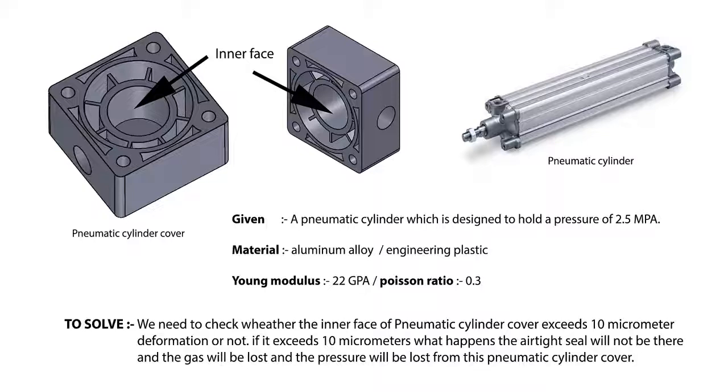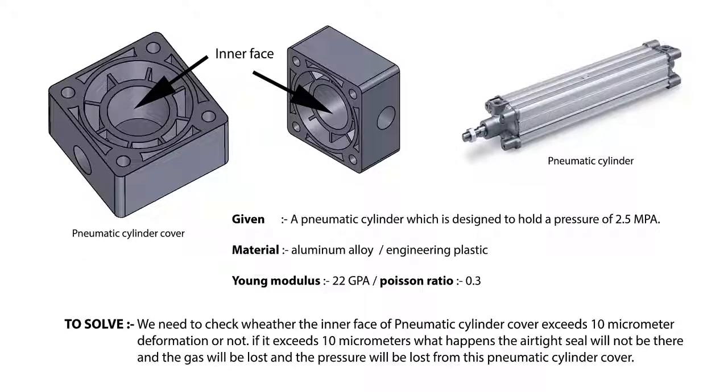In this problem, we are going to perform analysis on a pneumatic cylinder cover. The cylinder is designed to hold a pressure of 2.5 megapascal and is generally made from aluminum alloy with engineering plastic, which has a Young's modulus of 22 GPa and a Poisson's ratio of 0.3. What is the most concerning thing in this problem is we need to find out the deformation of this inner circle. As per the specs, the circular deformation should be less than 10 micrometers.